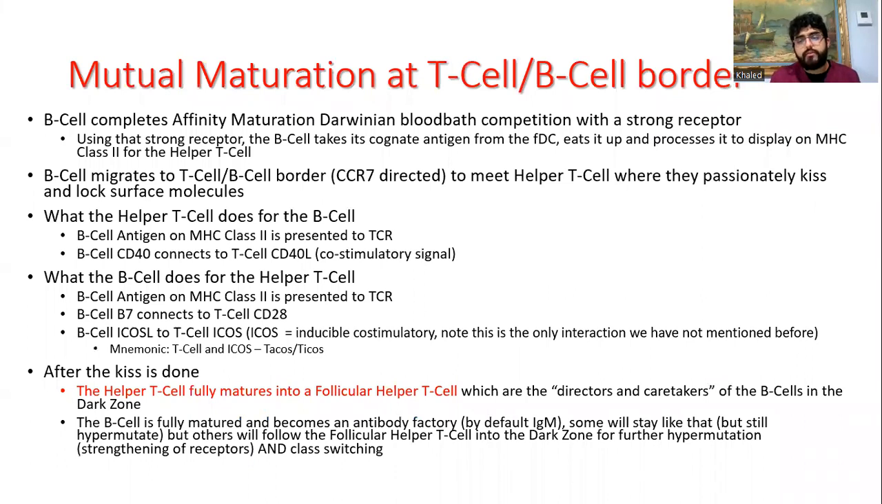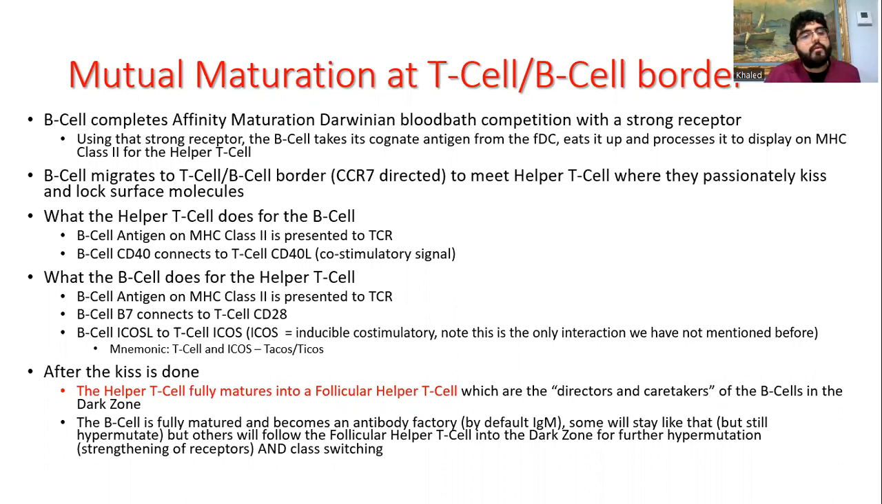So why do the follicular helper T cells and the B cells want to rush towards the B cell T cell border and meet each other? That's because they need each other. These are life partners. This is a two-way love story because love has to be both ways. Otherwise, it ends in misery, right?